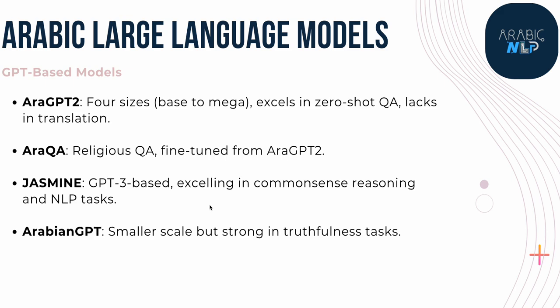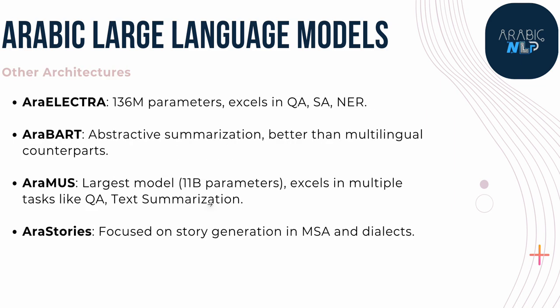So it's reflecting the flexibility of GPT-based architectures in generative tasks. Beyond BERT and GPT, we have other architectures that bring specialized capabilities. We have AraELECTRA, which is designed for efficient text representation, so it outperforms other models in QA, sentiment analysis, named entity recognition, and others.